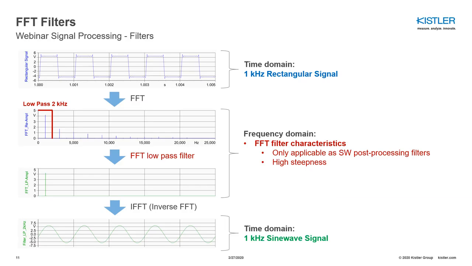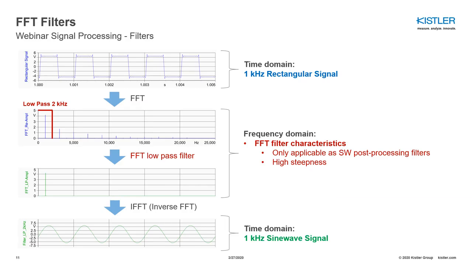So we start with this rectangular signal in the time domain, and as a first step, we are going to transfer this time domain signal into the frequency domain by an FFT transformation. What we end up with is the frequency spectrum of this 1 kHz rectangular signal. You can see the most dominant frequency, the fundamental frequency of the 1 kHz rectangular signal, is the 1 kHz frequency, and then you see all these harmonics at 3 kHz, 5 kHz, 7 kHz, and so on.